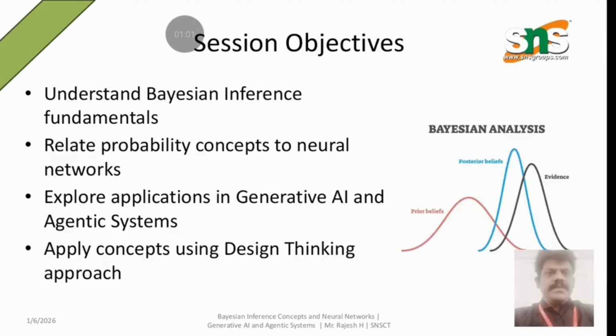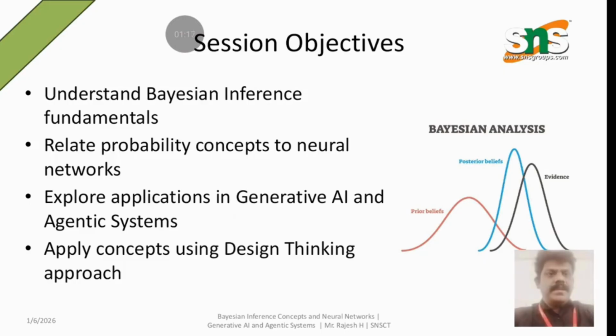So the session objective is to understand the Bayesian inference fundamentals and also to explore the various applications of Gen AI and the agentic system. And we are relating the probability concepts with the neural networks concepts. And then finally, we apply these concepts using the design thinking approach.